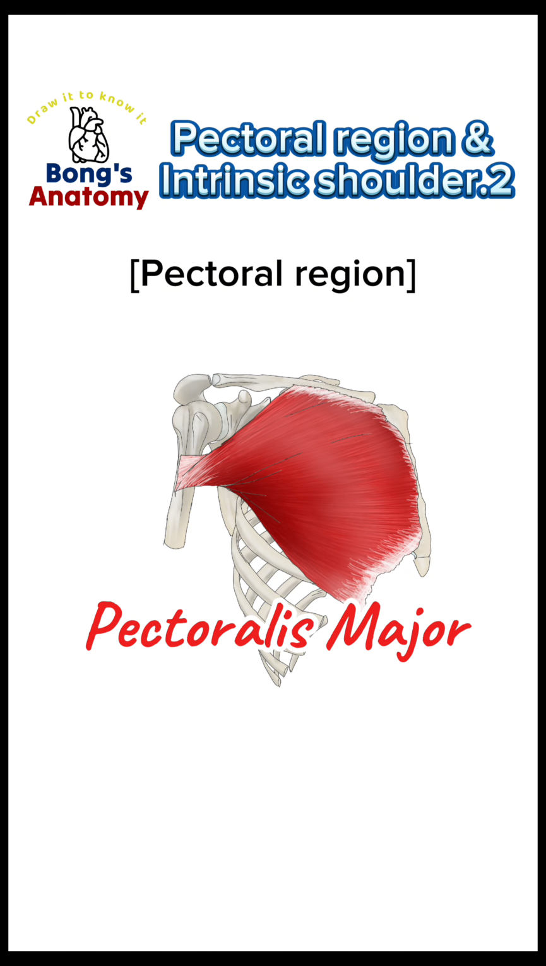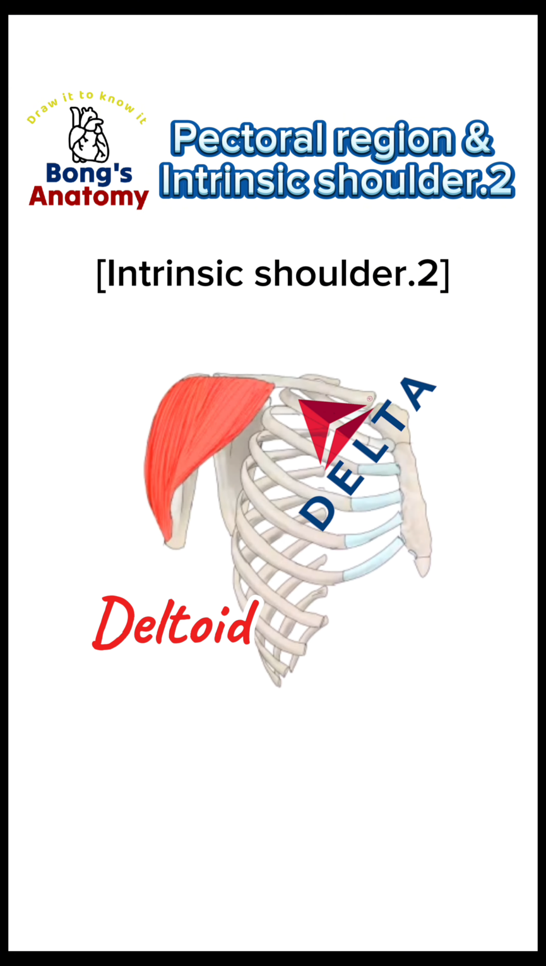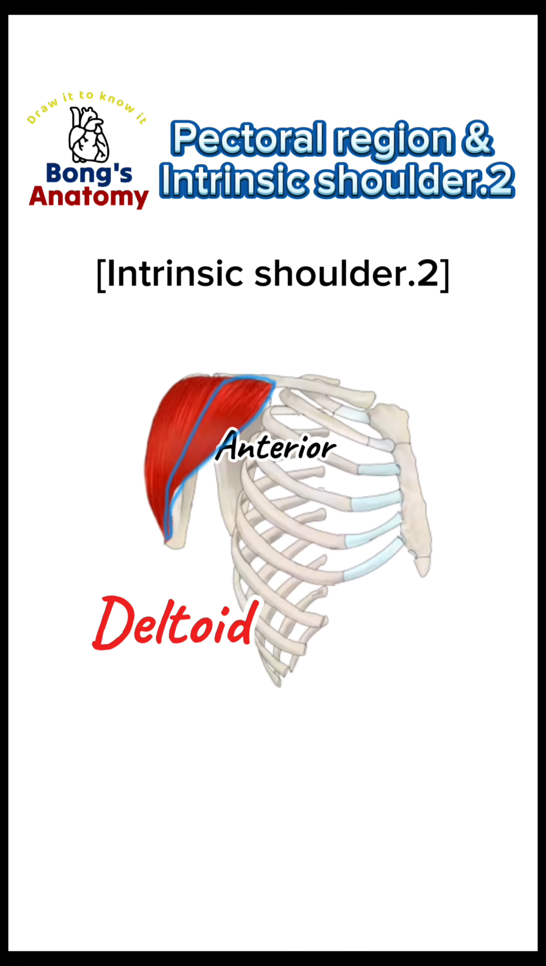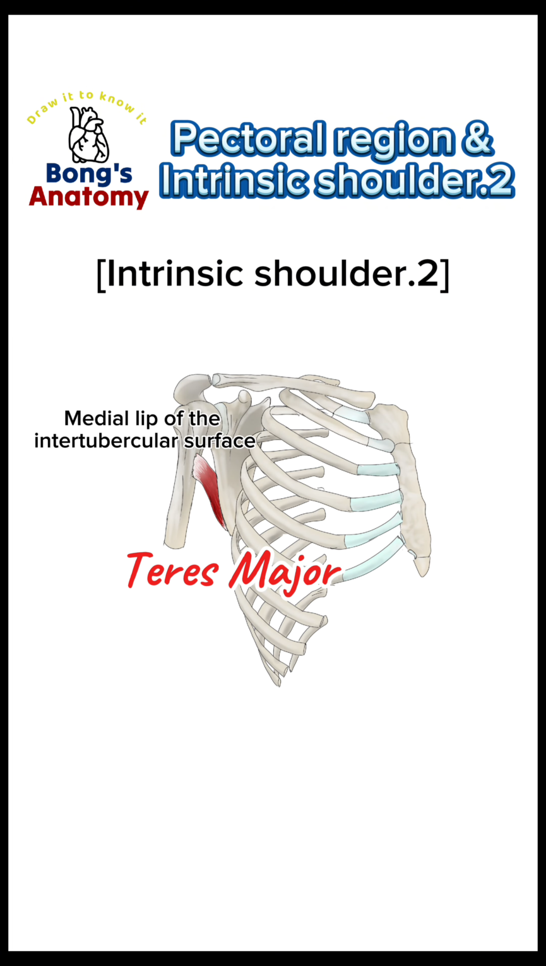Pectoralis major. Huge muscle that has 2 heads. Clavicular and sternocostal heads. Inserted into the lateral lip of the intertubercular sulcus. Intrinsic shoulder. Deltoid. Is a huge triangular-shaped muscle that has 3 heads. The anterior, middle, posterior, and it flex, abduct, extend respectively. Teres major. Commonly misunderstood as a rotator cuff, but it isn't.